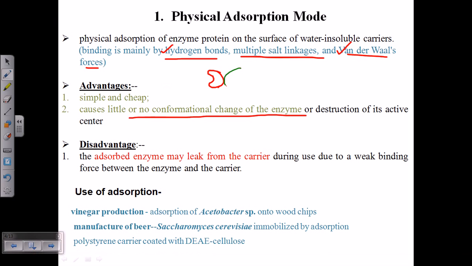Because suppose this is our enzyme, let me change the color, sorry. So let's see, this is the matrix. So it's simply a surface to surface interaction, so no change is happening. It's a very weak interaction between the enzyme and the surface of the matrix or carrier.